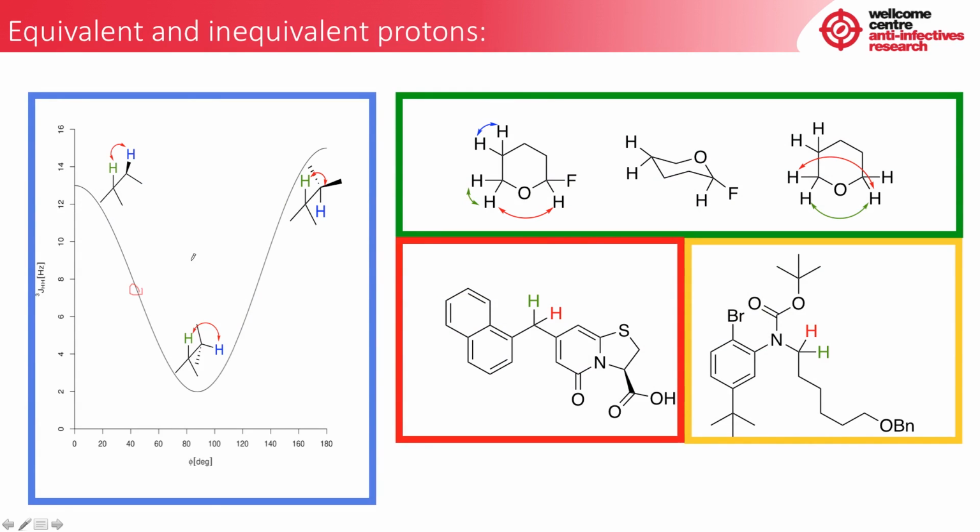Now, I don't think it would be difficult to persuade you that this proton beside the fluorine is quite different from this proton which is beside another proton. But these two protons here are also inequivalent, as are these two here. And this is due to different coupling because of their spatial arrangement. So the fact they're locked in a ring means that these are no longer interchanging.